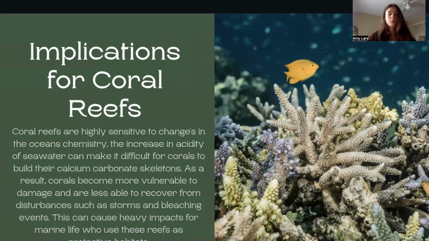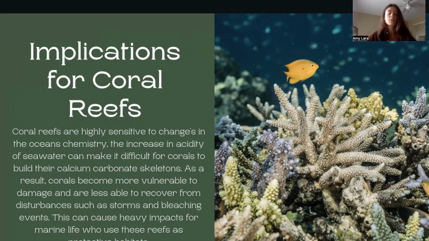Looking into the implication for coral reefs, they are highly sensitive to changes in the ocean's chemistry. The increase in acidity of seawater can make it difficult for corals to build their calcium carbonate skeletons. As a result, corals have become more vulnerable to damage and are less able to recover from disturbances such as storms and bleaching events. This can cause heavy impacts for marine life who use these reefs as protective habitats.